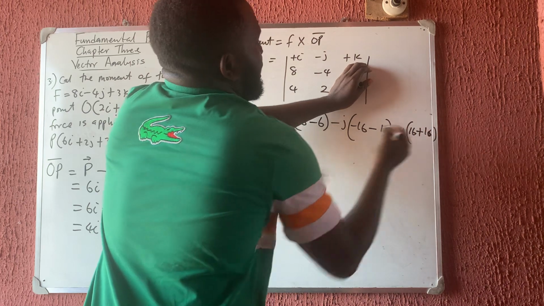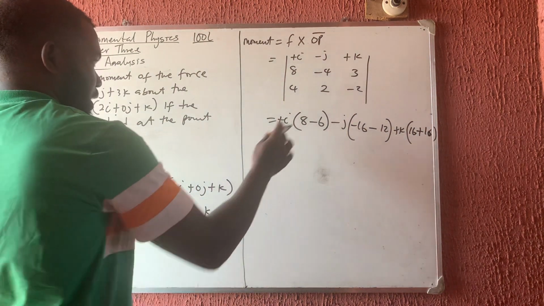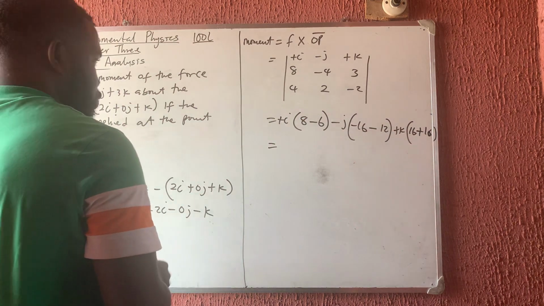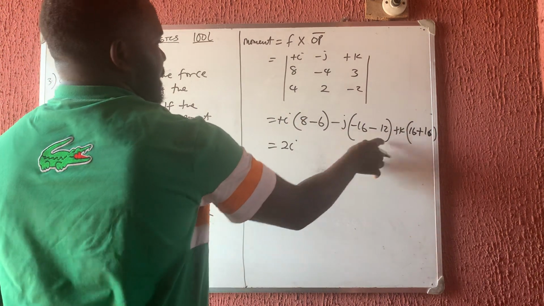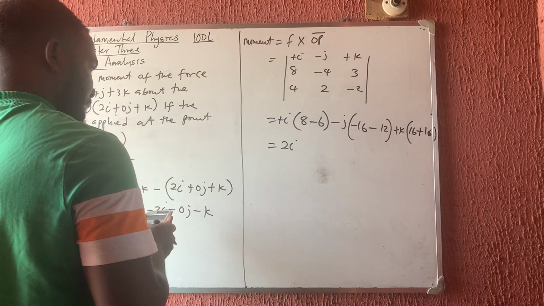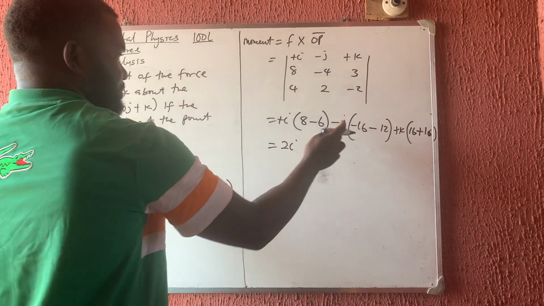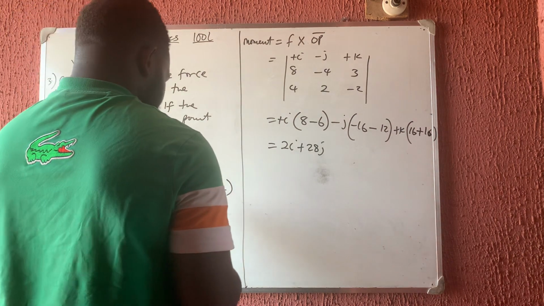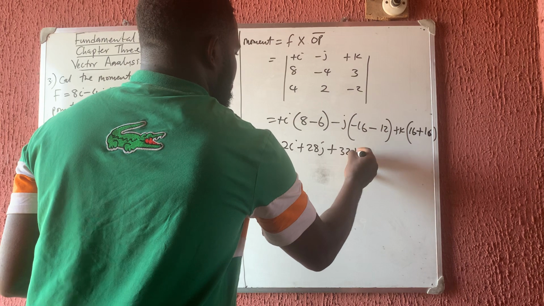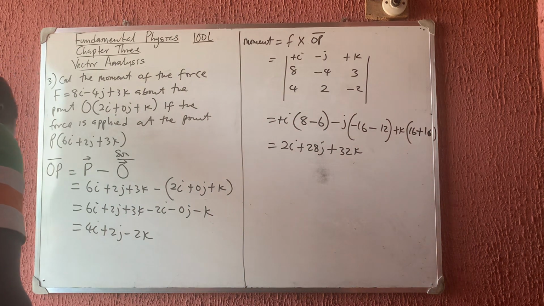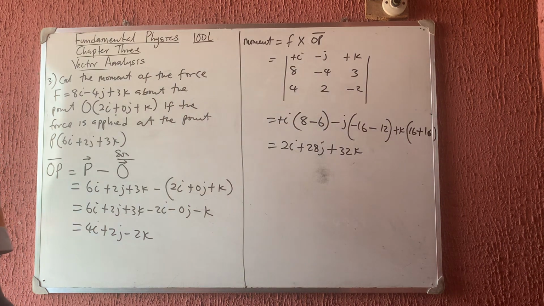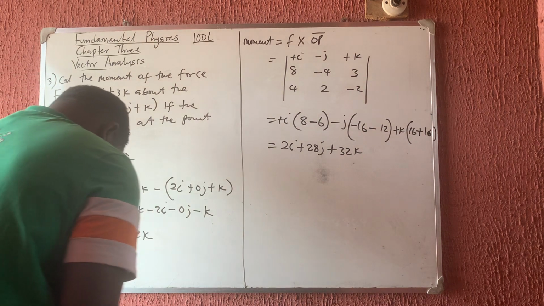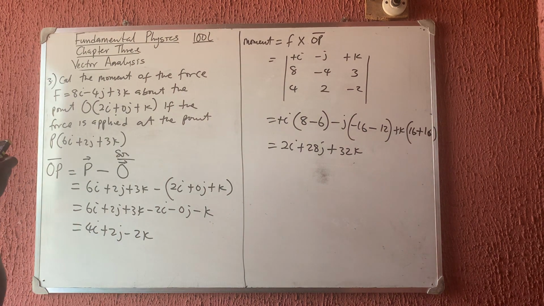All right. So now this is equal to 8 minus this will give you 2, right? 2i, minus this minus 16 minus 12, which is minus 28. Times this, you have plus 28j, then finally plus 32k. So that is that for moment. So the next thing they say we should calculate is, what else did they say we should calculate? Question number 3.